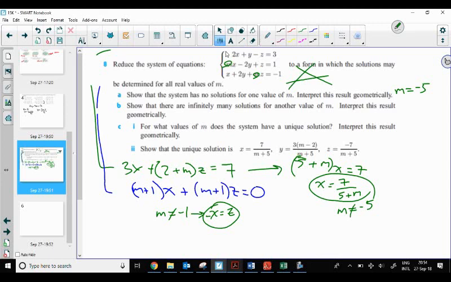For letter B, to show that there are infinitely many solutions for another value for m, well, we did mention there was this other special value over here when m was equal to -1. If m was equal to -1, then the blue equation would become 0 equals 0, and that's always true. So m equal to -1 is going to give us infinitely many solutions.